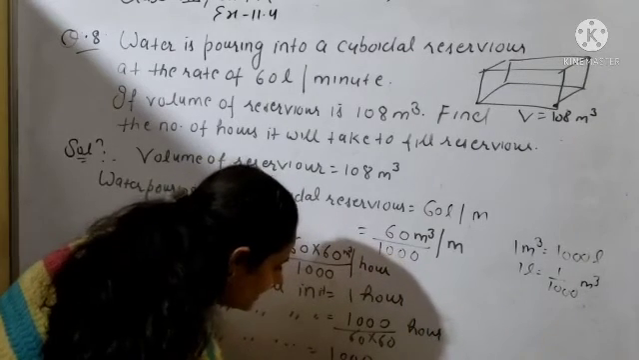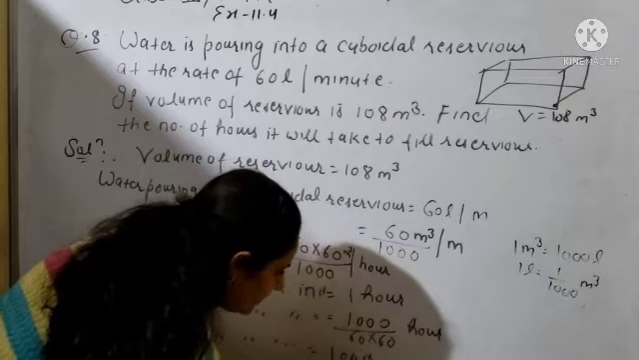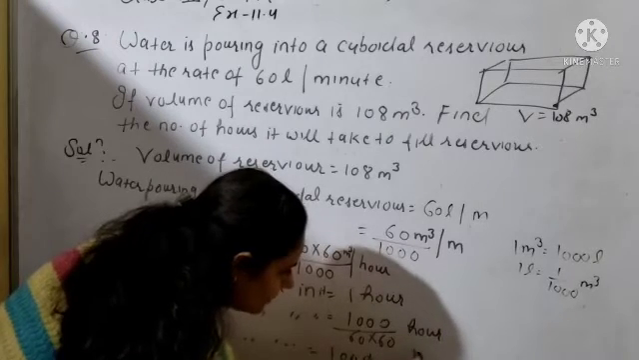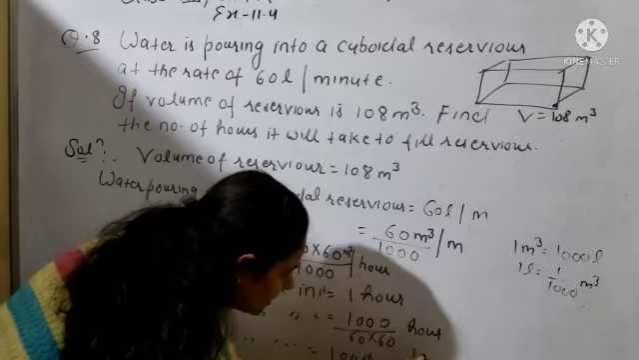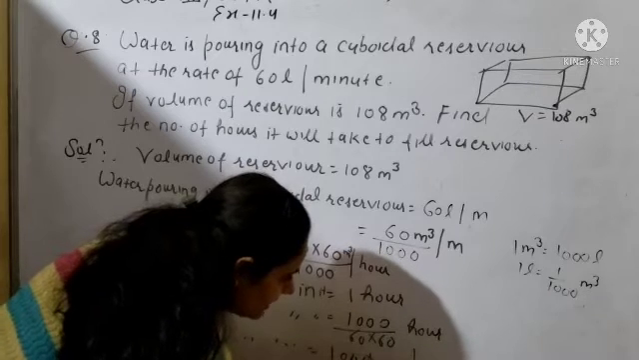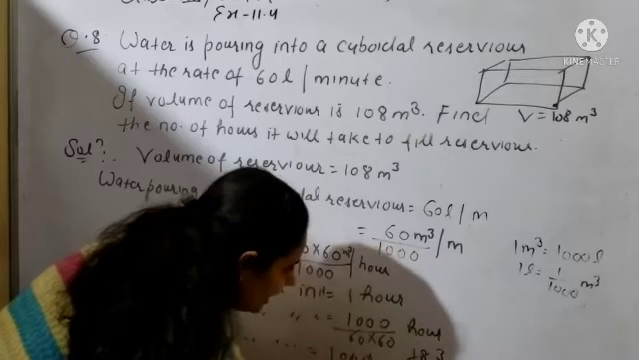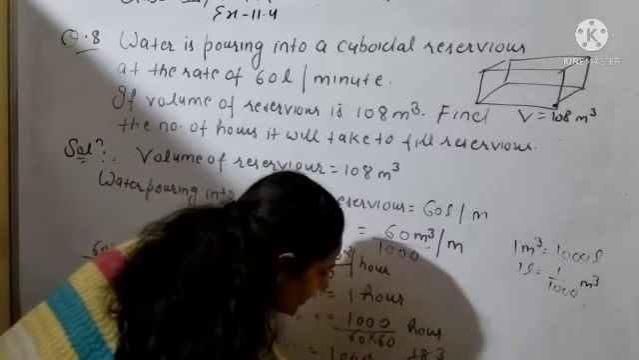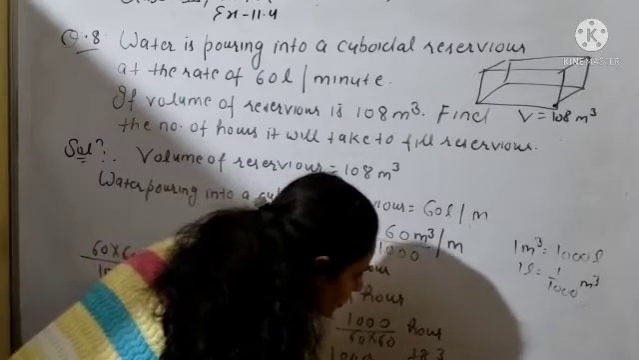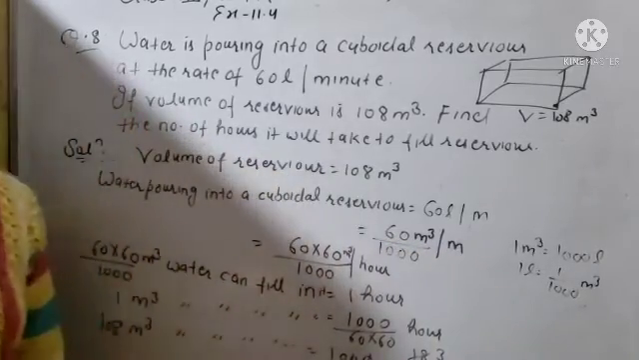Clear? Now cancel. 6 1s are 6, and 6 8s are 48. And 6 3s are 18. Okay. Now what is left? 3 into 10. So it will be 30 hours. So in how many hours will the water fill? It will be 30 hours.